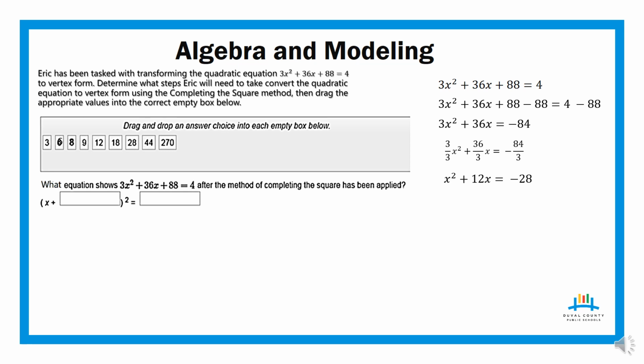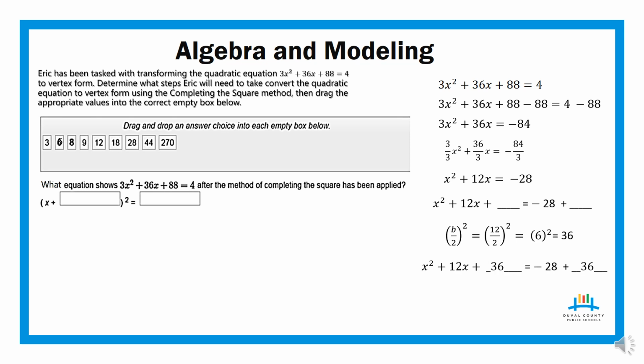For completing the square, Eric will want to insert a blank on both sides of the equation. In this blank, he will be substituting the value of b divided by 2, then squaring that value. So our b value is 12. We'll take the 12, we'll divide it by 2, which will give us 6. We'll square that value, which will be 36. And he'll insert the 36 on both sides of the equation.